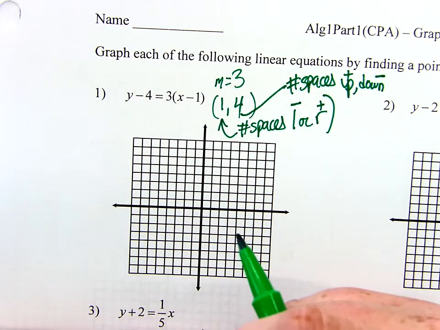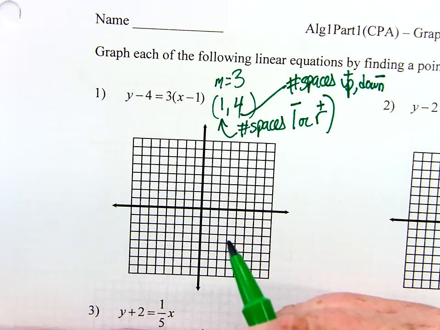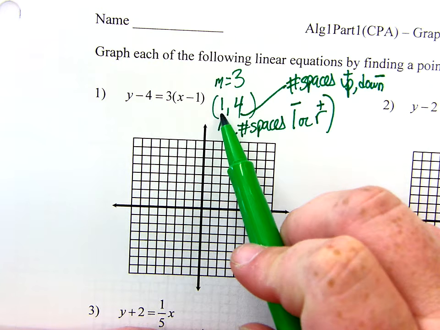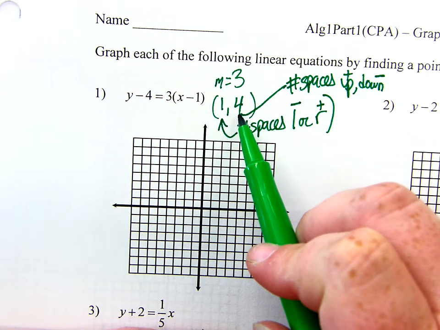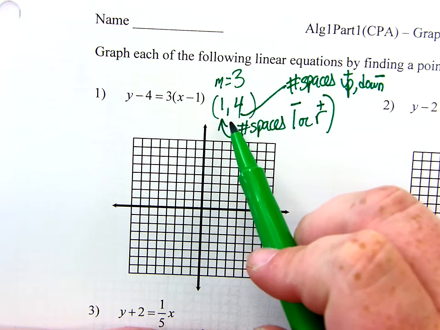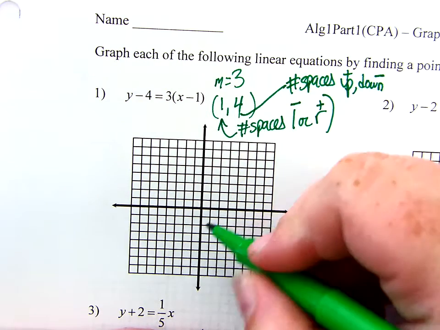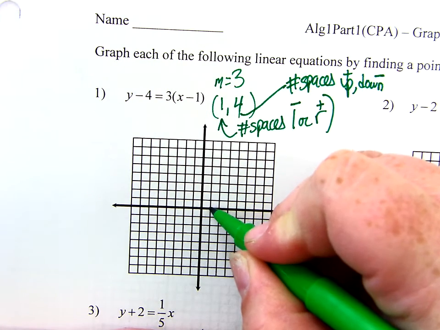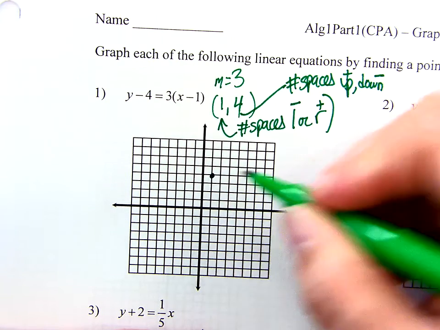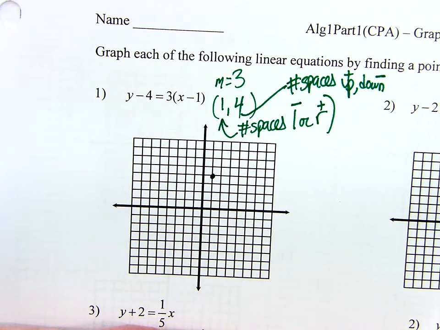And that's always true. That never changes. It always is the number of spaces left or right, and then the number of spaces up or down, and you always go in that order. So if I want to plot the point (1, 4), that means go 1 space to the right, and then 4 spaces up. There's the point (1, 4). Not anywhere else. It can only be there.